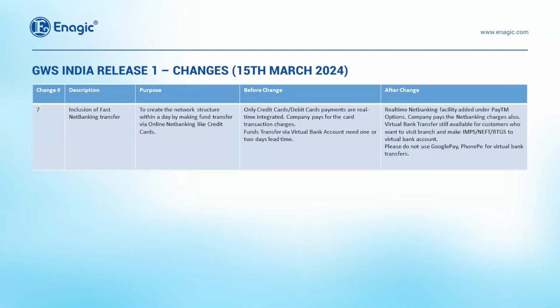Change 7. Description: inclusion of fast net banking transfer. Purpose: to create the network structure within a day by making fund transfer via online net banking like credit cards. Before change, only credit cards, debit cards payments are real-time integrated. Company pays for the card transaction charges. Funds transfer via virtual bank account need 1 or 2 days lead time.